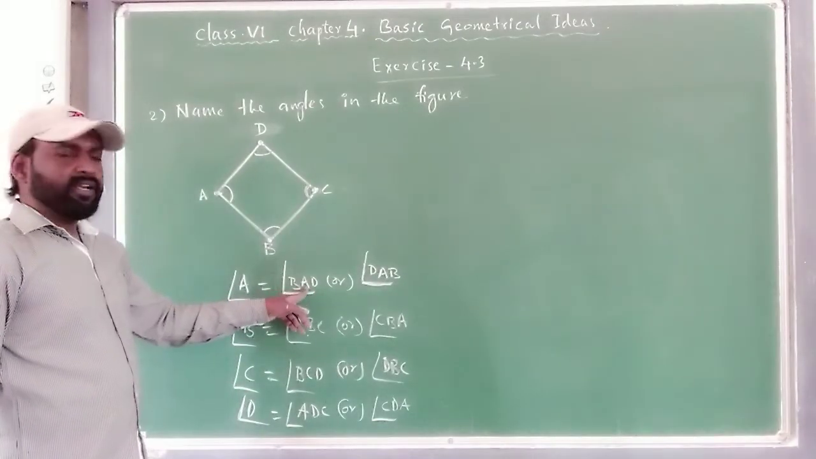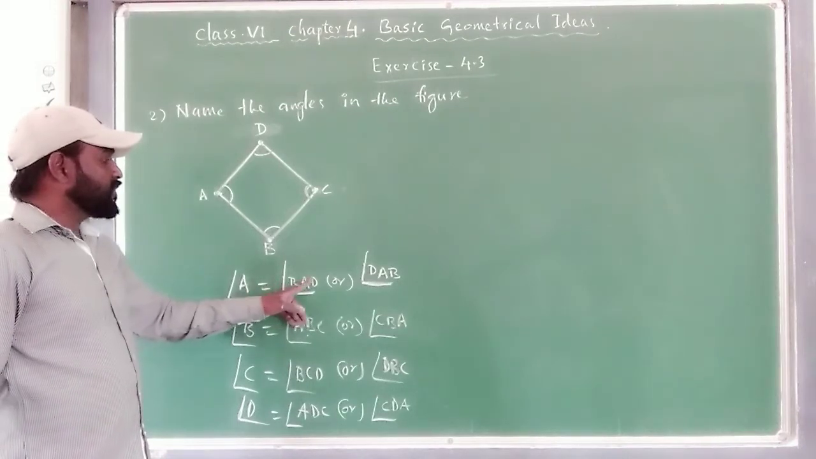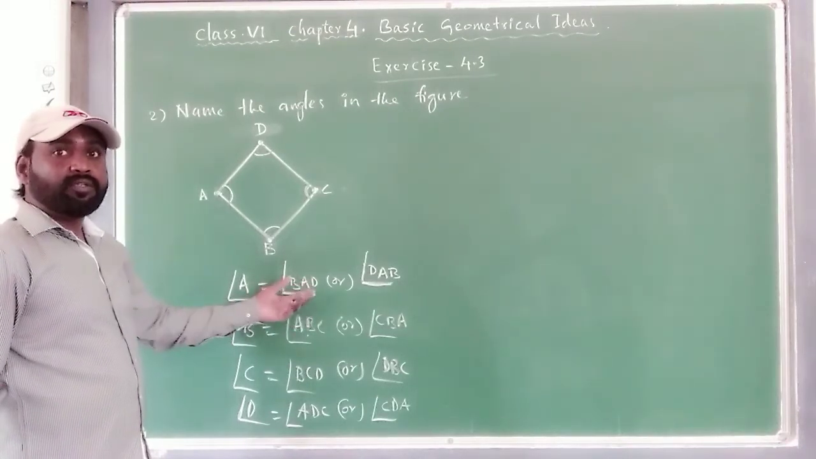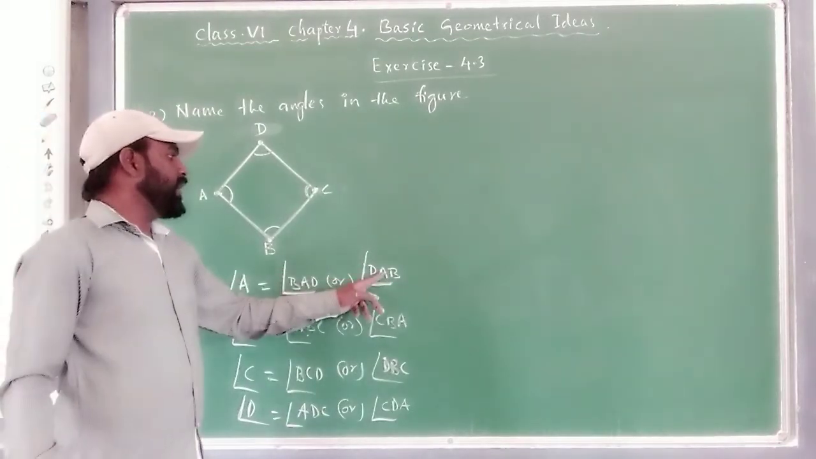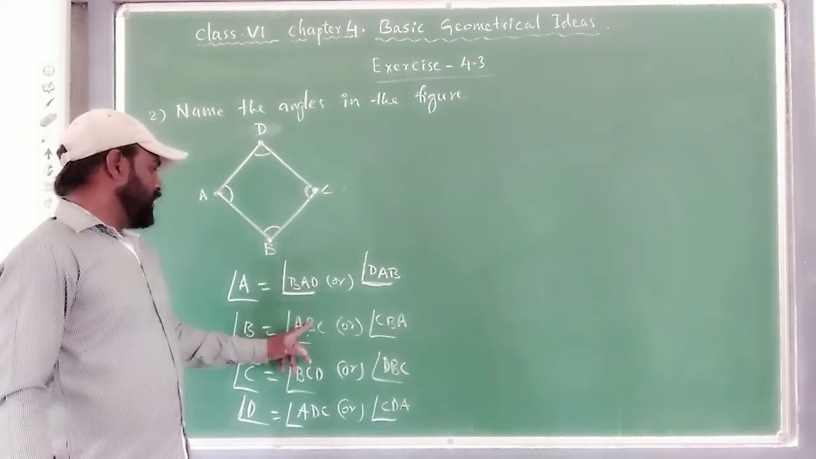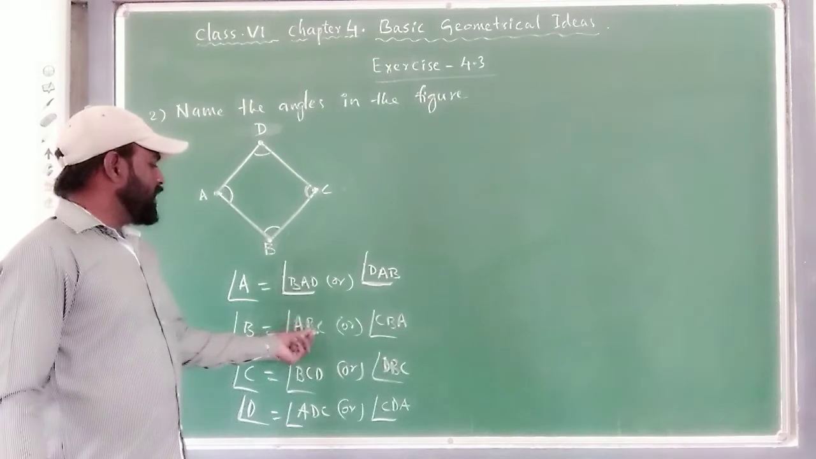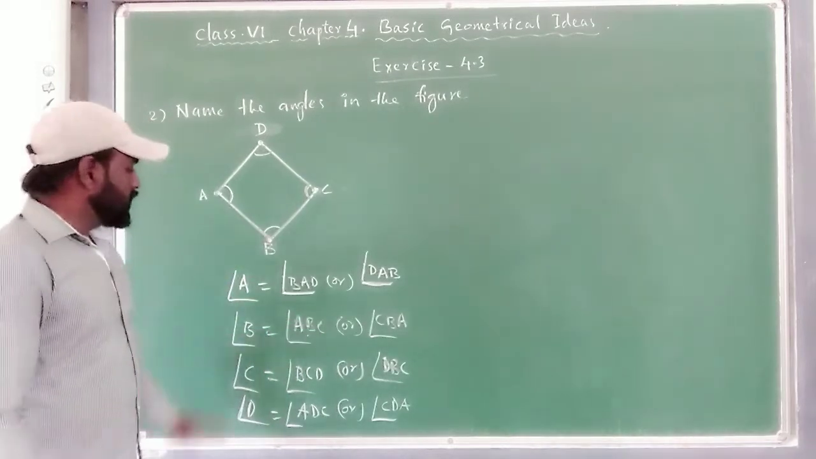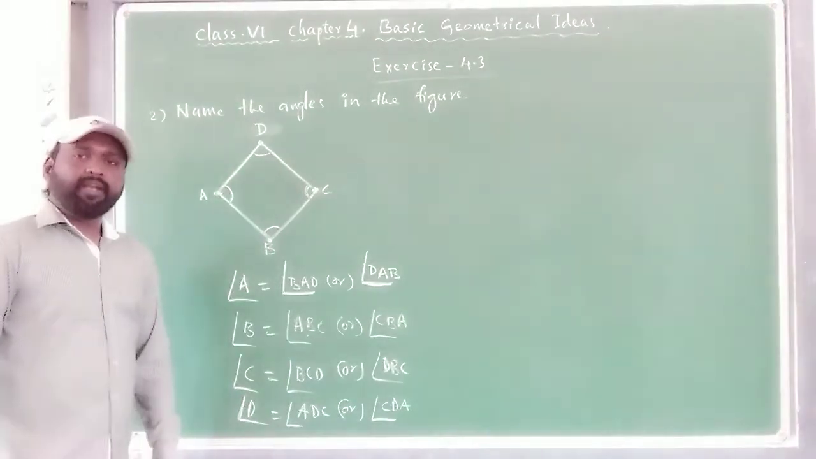The letter which we are writing in the middle, that is the common vertex. The two other letters are the points which are making the angle, that are the two arms. BA and AD are the arms. Like that, AB, BC, CB, or BA. The common vertex is B, arms are AB and BC, like that. So these are the four angles from this figure. So let's move on to the next question now.